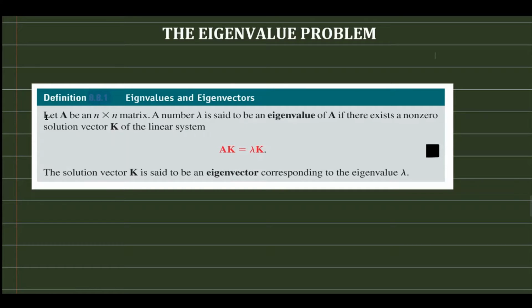Let A be an n by n matrix. A number lambda is said to be an eigenvalue of A if there exists a non-zero solution vector k of the linear system Ak equal to lambda k. Then the solution vector k is said to be an eigenvector corresponding to the eigenvalue lambda.